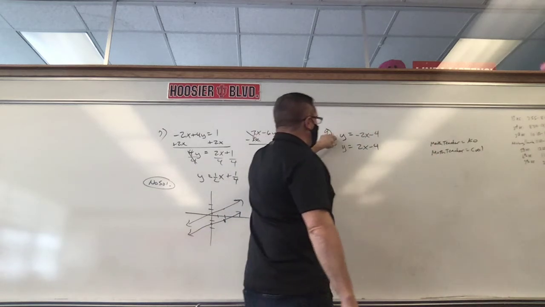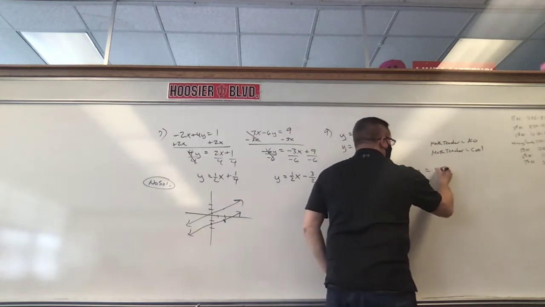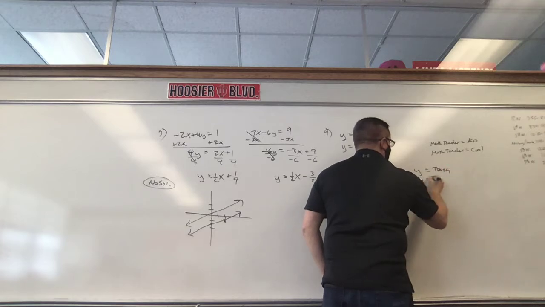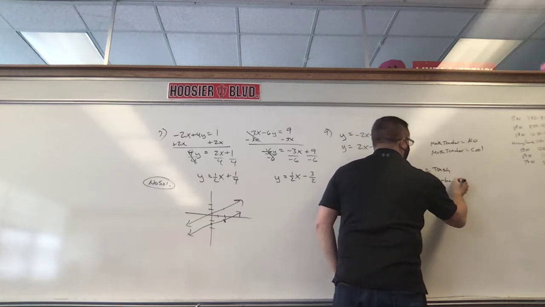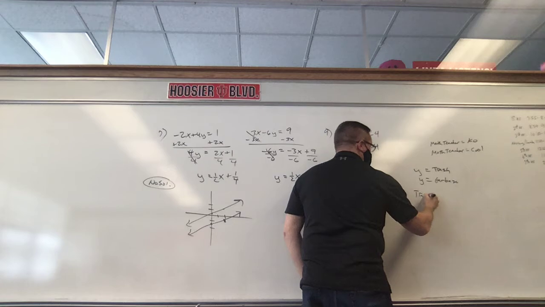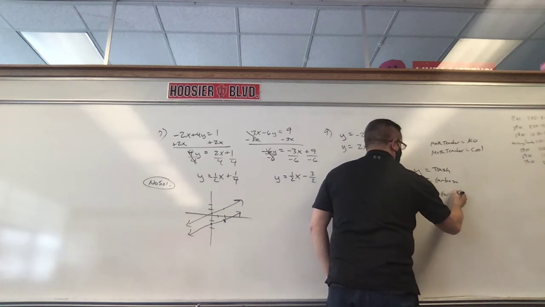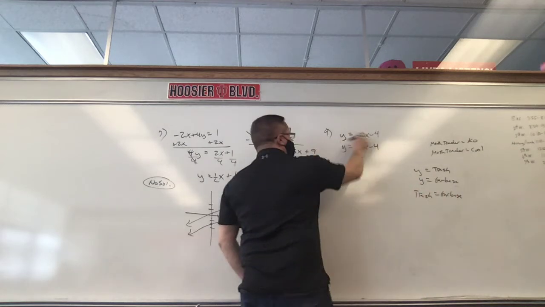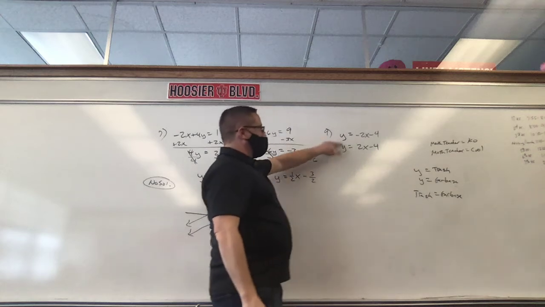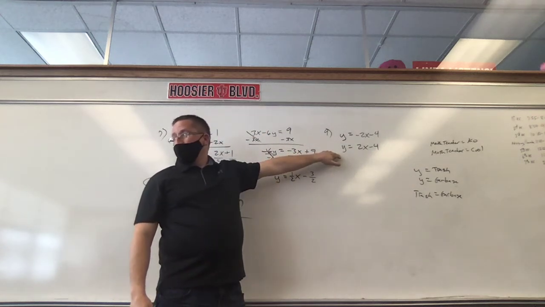Y. If y equals trash and y equals garbage, what else can we say? Trash equals garbage. So what's trash up here? Negative 2x minus 4. What's garbage? Y equals 2x minus 4. So let's write that.